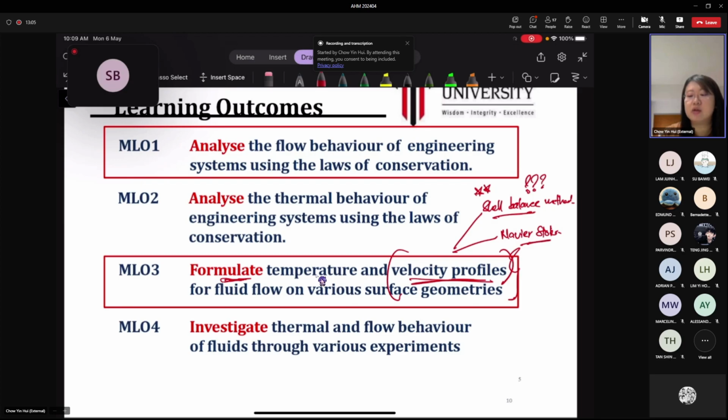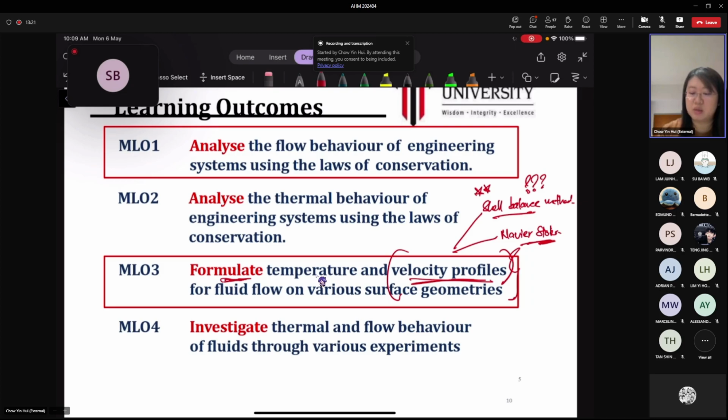Whereas for the Navier-Stokes equation, there's an equation that is ready already, where the student just needs to analyze the flow condition and then assume some terms to be negligible, then you can proceed to solve the differential equation. That's what the Navier-Stokes equation is.